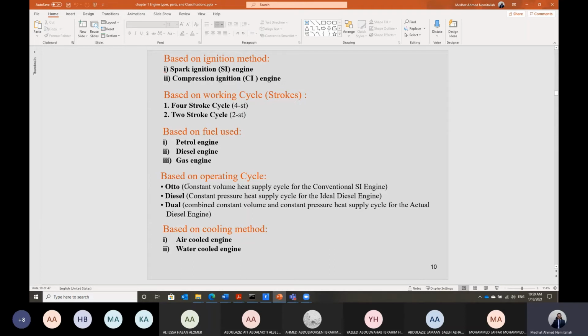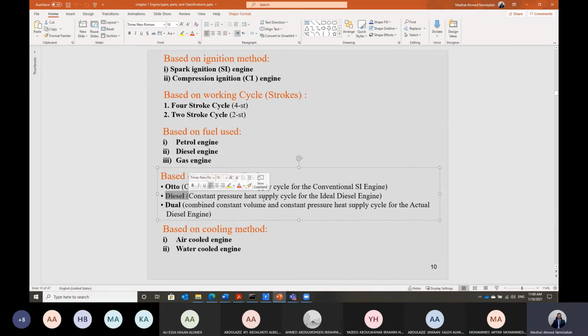For the gasoline engine, usually the combustion is instantaneous and occurs at a constant volume. We call it constant volume combustion, and in this case the system works on what's called the Otto cycle. In the case of the ideal diesel engine, not the actual one, we consider the combustion to take place at a constant pressure within the cylinder while the piston is moving, and we call this cycle the diesel cycle.